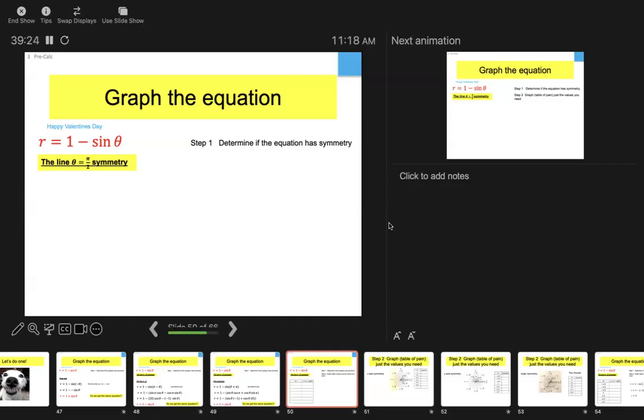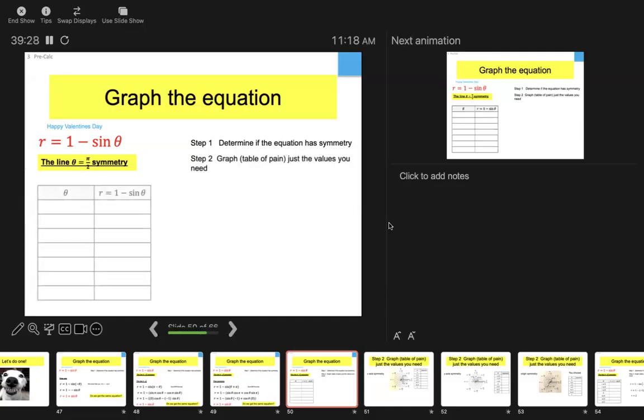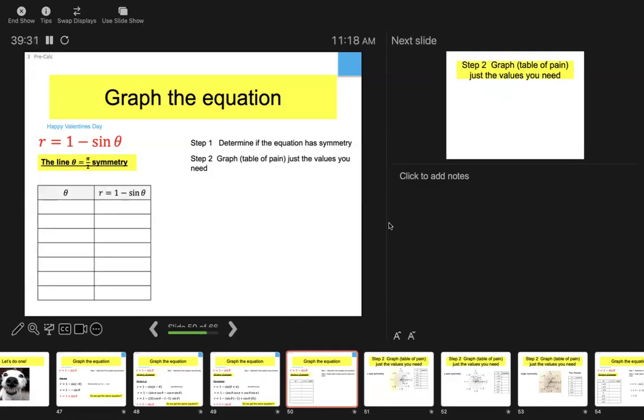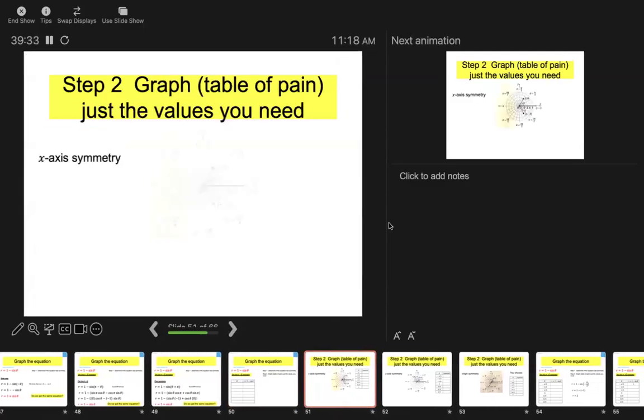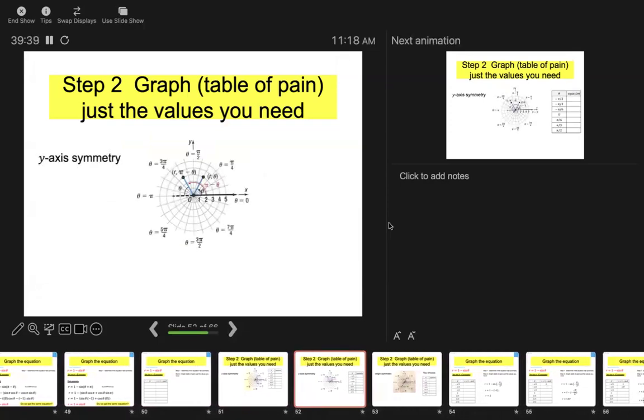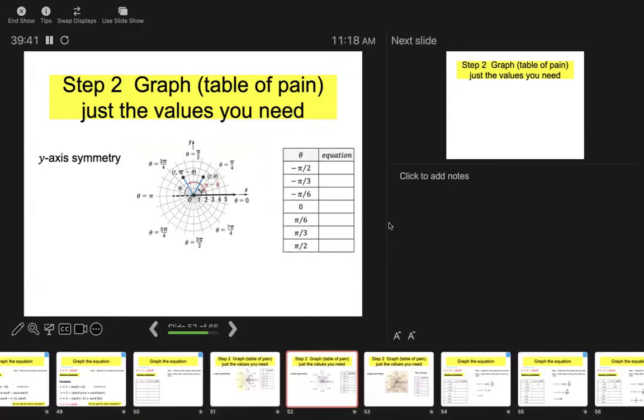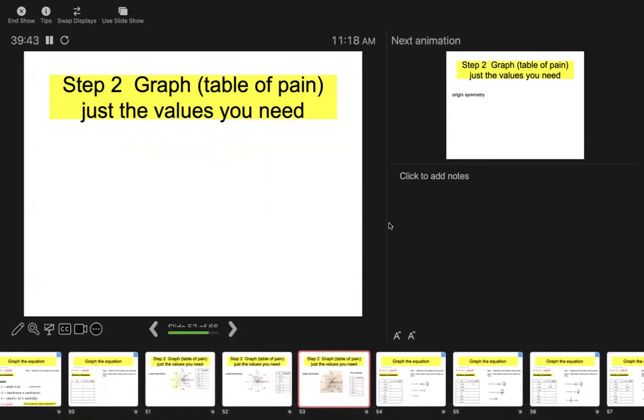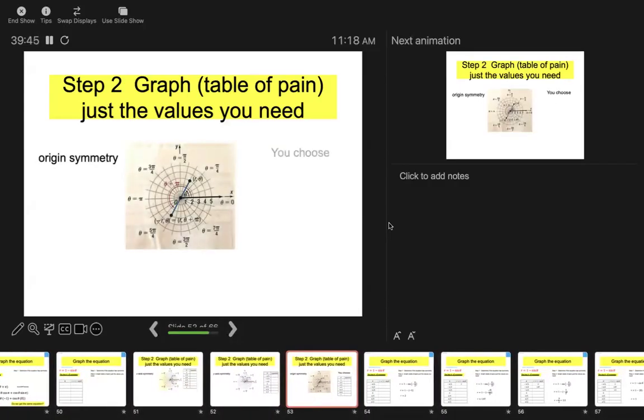So what's the pi over 2 one? -90 to +90, right? Correct? Okay. So remember, these are the 3. For your x-axis symmetry, this was the table of pain. For the y-axis symmetry, this was the table of pain, -90 to +90. And then lastly, with respect to the pole, this was your table of pain. Okay.